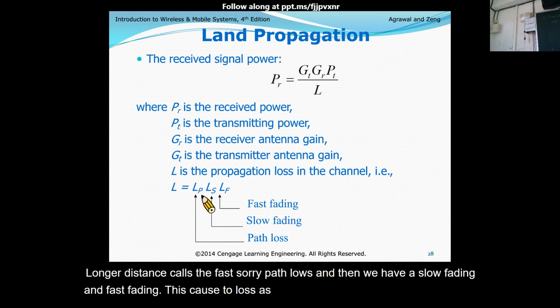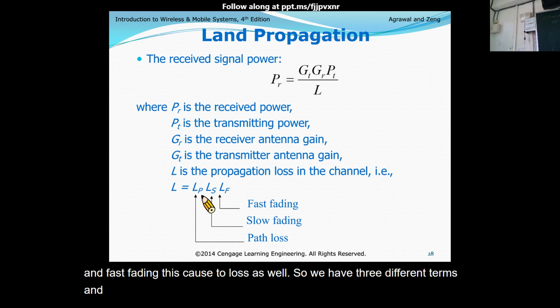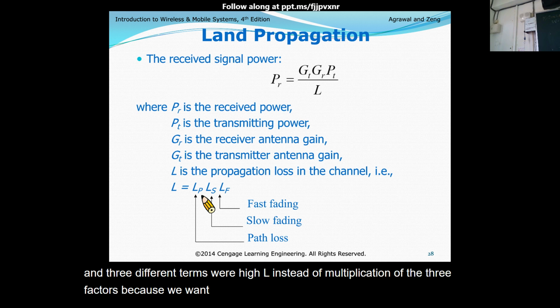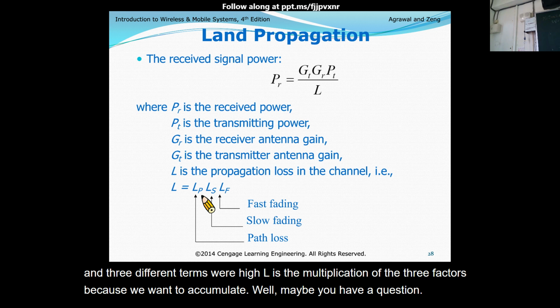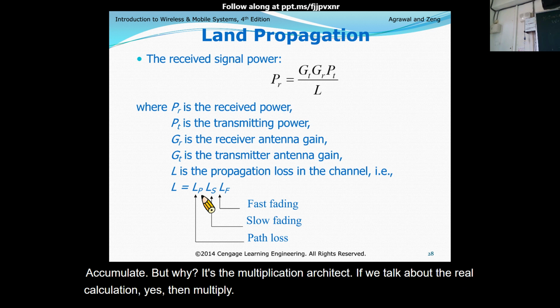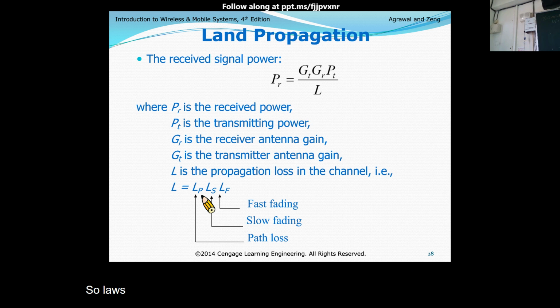So we have 3 different terms. Why? L is the multiplication of the 3 factors, because we want to accumulate. Well, maybe you have a question: accumulate, but why is it multiplication? Actually, in the real calculation, gain multiplies, while loss is divided and divided and divided. So we have 3 different terms.